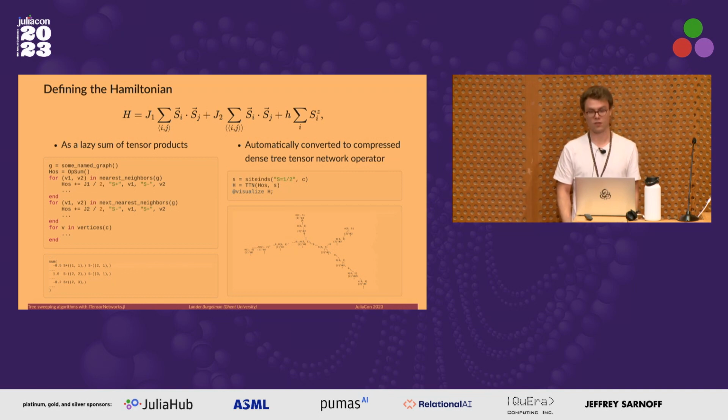And then all you need to do is pass this to the tree tensor network constructor that I've built, and also pass in the layout of the physical system, and then it just automatically compresses it into an operator of the right form. And so it's just really easy to use.